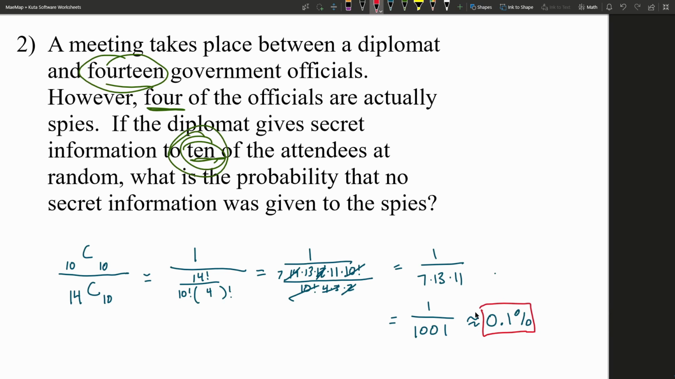So the diplomat has a 0.1% chance that no information is given to a spy.